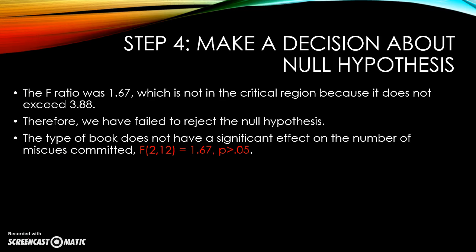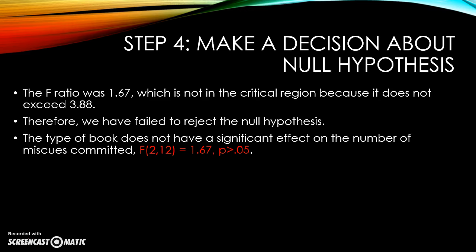And finally, the last step of the analysis is step 4, make a decision about the null hypothesis and give a conclusion. So we found the F ratio for this example to be 1.67, and our critical region was 3.88. Now since 1.67 does not exceed 3.88, it is not in the critical region. Therefore, we have failed to reject the null hypothesis.